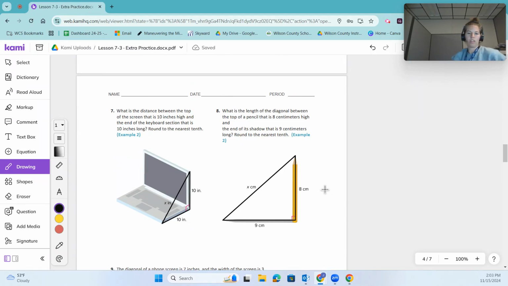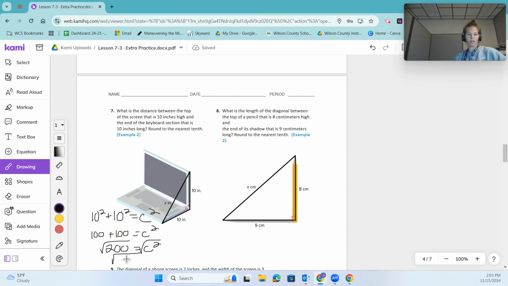Here's one more that is similar. What is the distance between the top of the screen that is 10 inches high and the end of the keyboard section that is 10 inches long? Round your answer to the nearest tenth. So I have 10 squared plus 10 squared equals c squared. I have 100 plus 100 equals c squared, so 200 equals c squared. And I'm taking the square root of both sides.